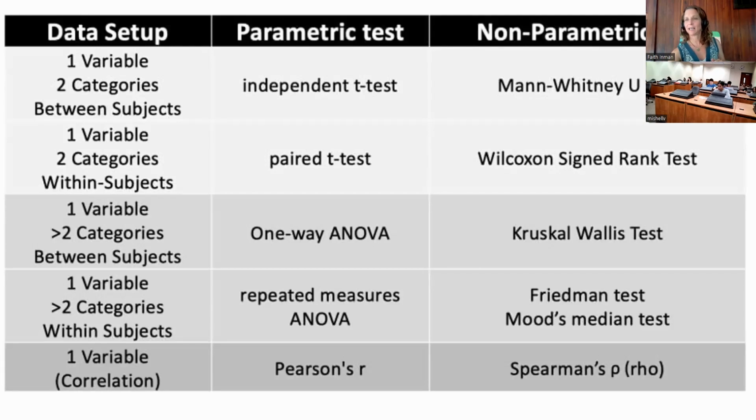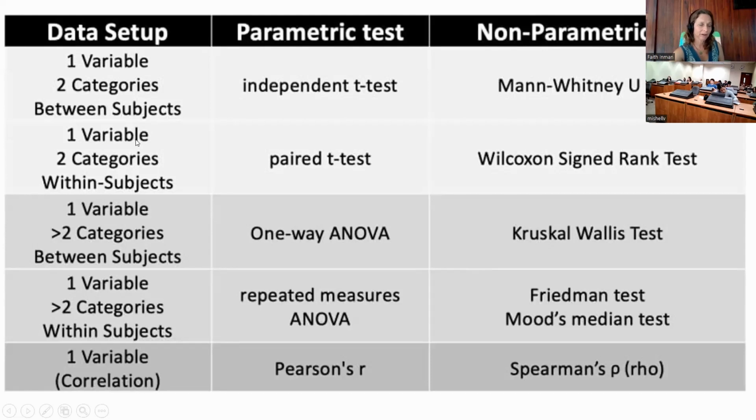Here's a handy dandy table. And yeah, I'm posting this lecture onto Laulima, so you'll be able to see it. And this breaks it down for you. If you've got one variable with two categories and you're comparing between subjects, the parametric test would be the independent t-test, and the non-parametric equivalent is the Mann-Whitney U-test.